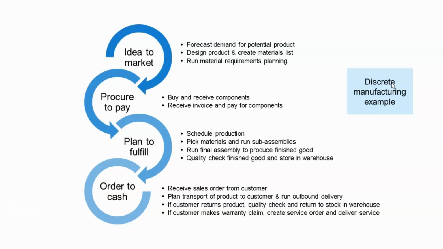So, if the product has a warranty, we move into the service line of business to respond to the claims and delivery and the service guaranteed in the warranty. So order to cash covers the receipt. It receives sales orders from the customer, plans transport of product to customer and runs outbound delivery. If the customer returns product, quality check and return to stock in warehouse. If the customer makes a warranty claim, create service orders and deliver services.